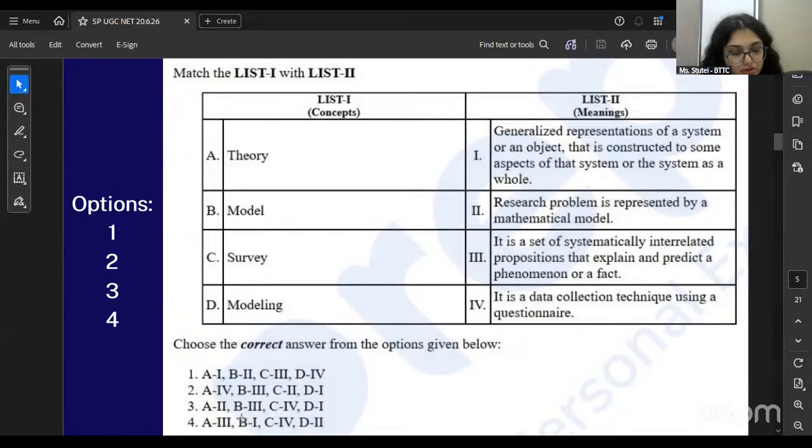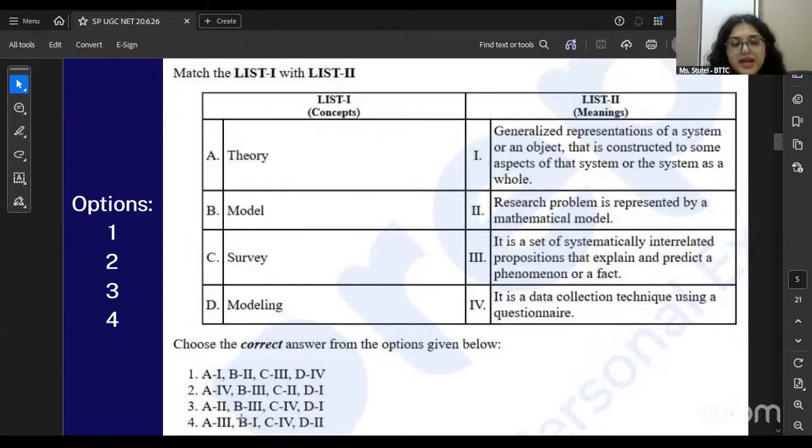So after looking at the fourth option, I looked at, let's say, model. When we look at model, I tried to match it with the first answer, generalized representations of a system or an object that is constructed to show some aspects of that system or the system as a whole. Then I tried to match option C, which is survey, with the fourth option. It is a data collection technique using a questionnaire. Survey was the second most obvious definition for me, because survey is 100% collecting data using a questionnaire.